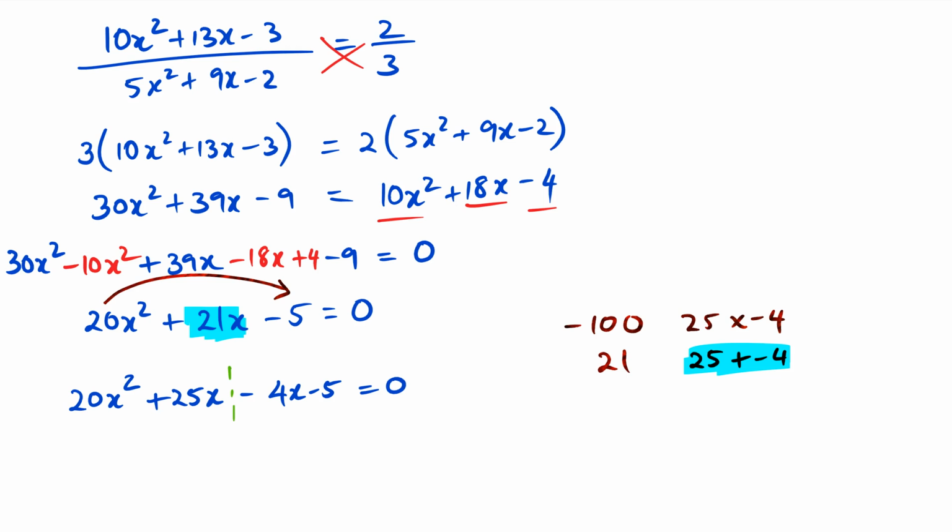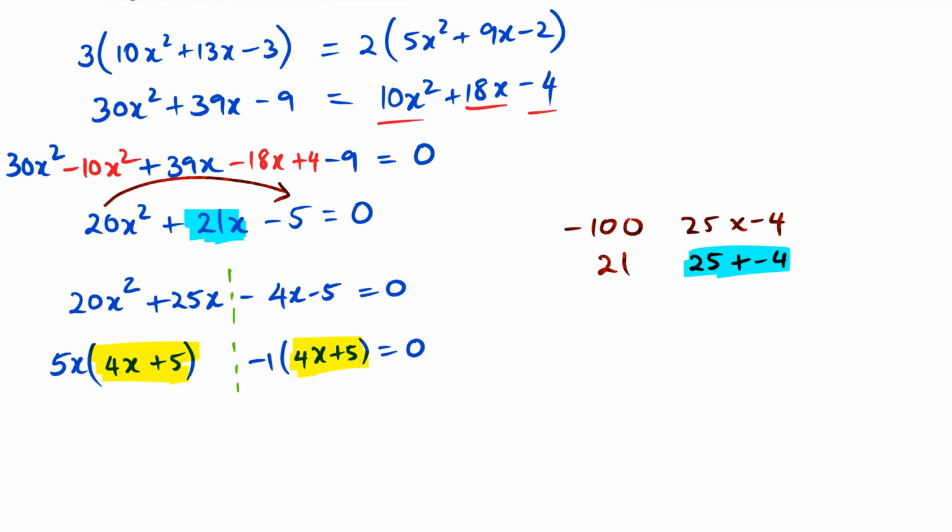So split them up by parts. On the left hand side I've got 5x as a common factor, which means it's going to be 4x plus 5. And then on the right hand side of the part I've got negative 1 as a common factor. So take that out and I'm going to get 4x plus 5 equals 0. And now you can see that 4x plus 5 and 4x plus 5 are common factors. So you take them out, and what you've got is 4x plus 5 times 5x minus 1 equals 0. So at this point, just to show you, 5x came from there, negative 1 comes from there.